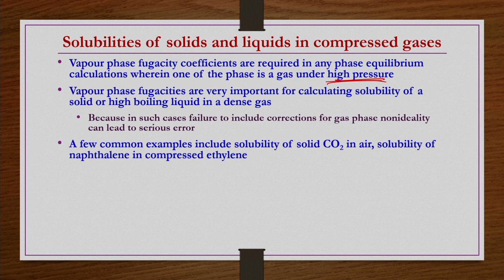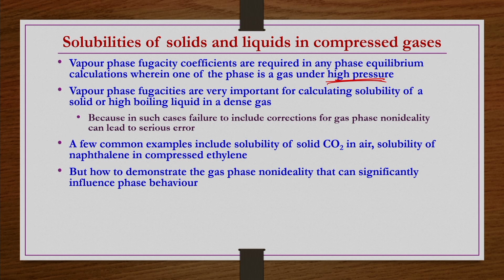A few common examples include the solubility of solid CO2 in air and the solubility of naphthalene in compressed ethylene. These are examples where solids and liquids are dissolving in a compressed gas phase. But how do we demonstrate that gas phase non-ideality can significantly influence the phase behavior, especially when a liquid or solid is dissolving in a high pressure gas phase or compressed gas phase? That is the question that we are going to address.